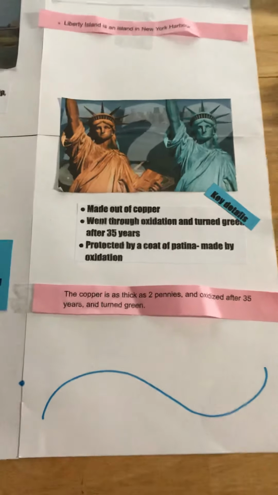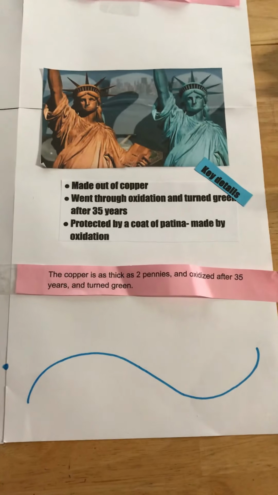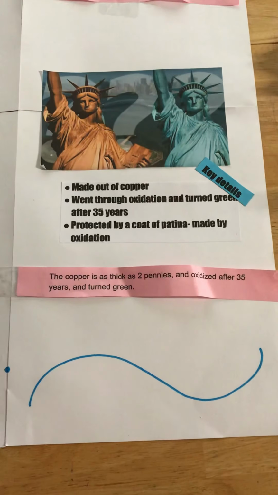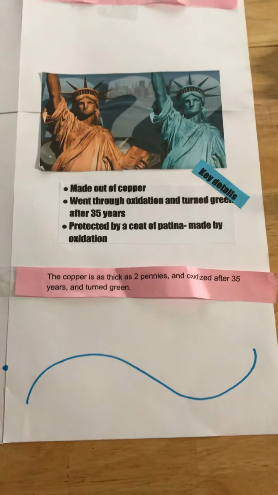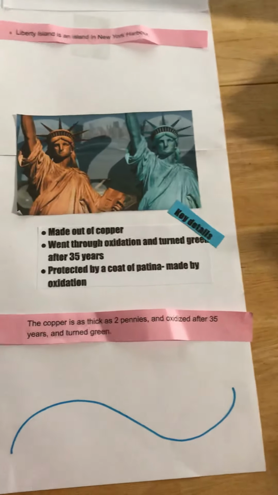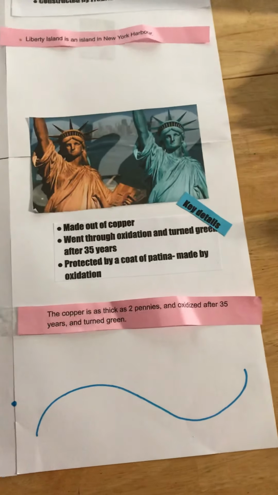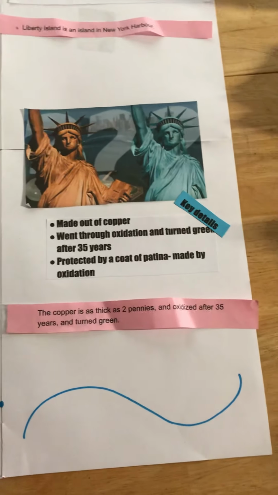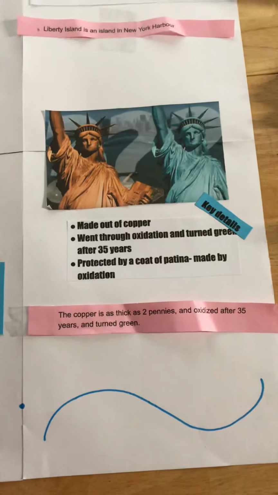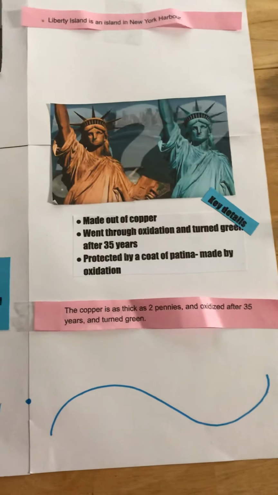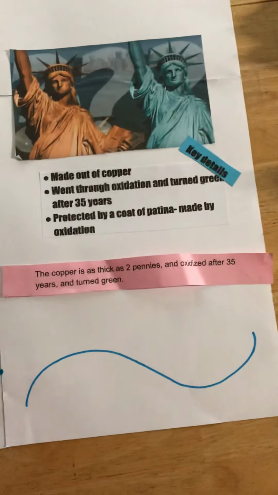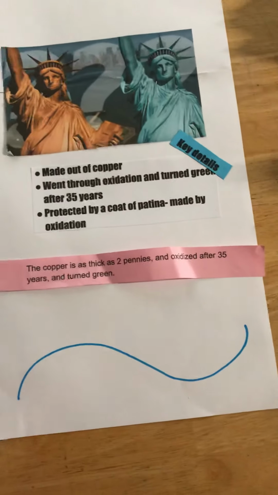So here, under key details again, I've put made out of copper, went through oxidation and turned green after 35 years, and protected by a coat of patina, made by oxidation. So these are just some pieces of information that I feel are most important concerning that lesson. So if I was to want to tell someone or explain to someone about the Statue of Liberty and why it changed colors, what it looked like before, I would want to tell them about these few key details.